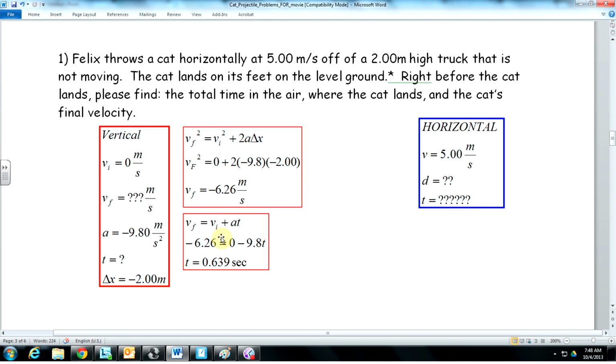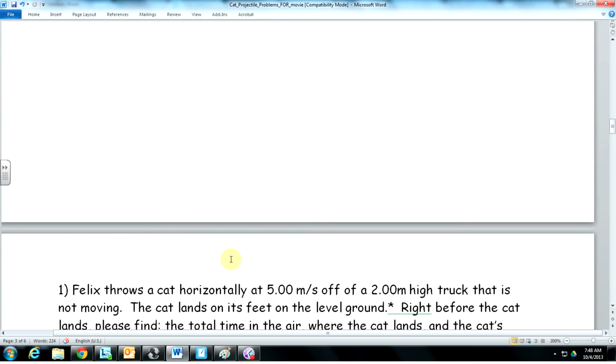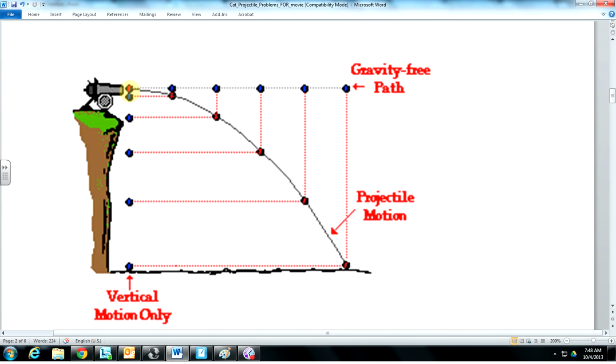In any case, then we have the final velocity, so I can go ahead and work backwards here to get the time. Solve for t here. And I get a time that's 0.639 seconds while it's falling. So during that time while it's falling, 2 things are happening. It's falling vertically. That's how we calculated the time. But during that same amount of time, it's moving horizontally.